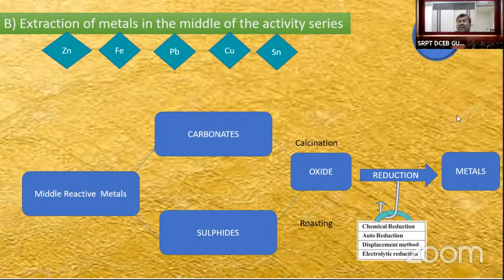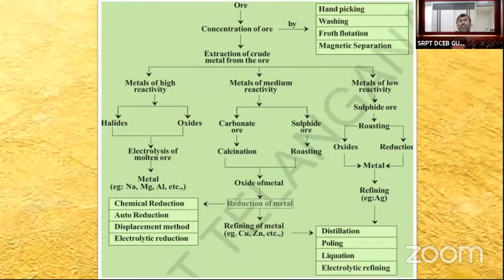Now let us recall what are the steps involved in this entire extraction of the metals once again. Now let us see this chart. If you get to know this perfectly, it will be an easy task for you to understand the various steps involved in the extraction of the metals right from the ore to the pure metal. We have learned concentration of ore and the different methods adopted for concentration of ore, that is hand picking, washing, trap, flotation, and magnetic separation.